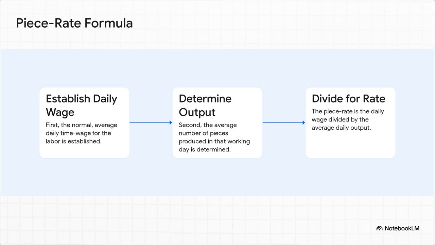The starting point is always the normal average daily time wage for that line of work. Then, the capitalist figures out the average number of pieces a typical worker can crank out in a day. The final step? Just some simple division. You take that daily wage, divide it by the average daily output, and there you have it, the piece rate. Time is still the secret ingredient, the foundation it's all built on.